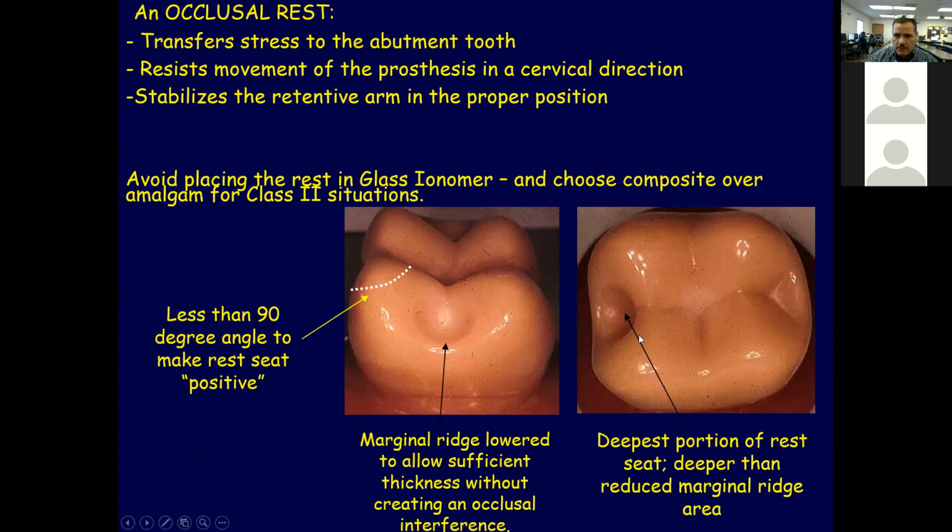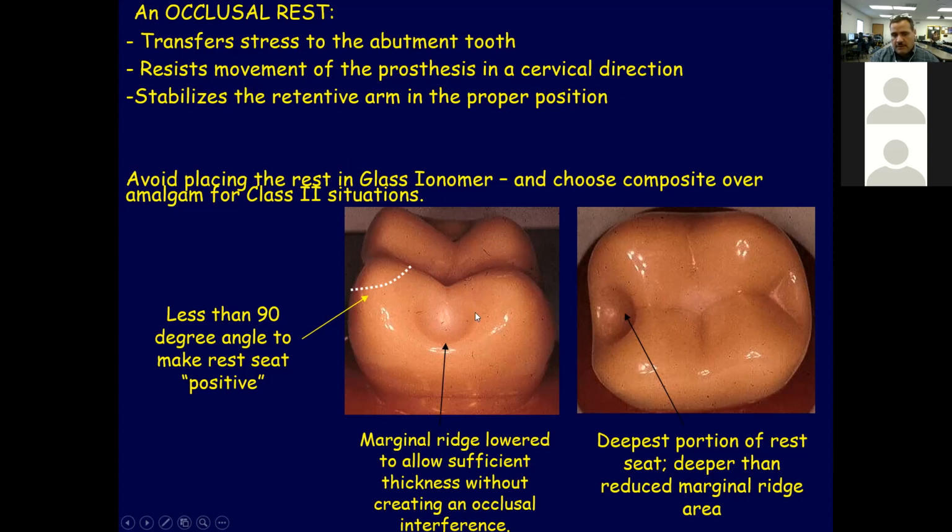Oh, this is the rest. Sometimes the dentists make this concavity so that the partial denture will rest on the tooth without damaging it. And sometimes they fill it with silver filling. Sometimes they fill it with a crown, the whole tooth with a crown, then they put the rest on it. And so the occlusal rest will transfer stress from the abutment teeth, the fake teeth, to the remaining teeth. It also resists movement toward the cervical direction.